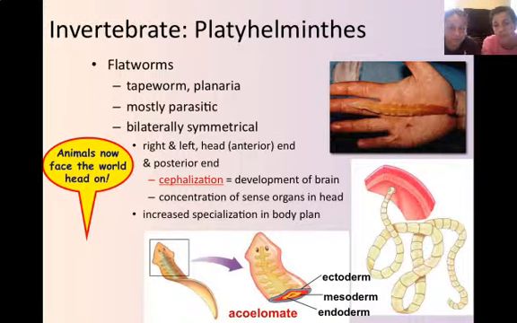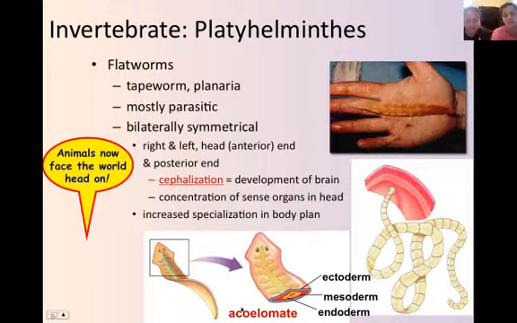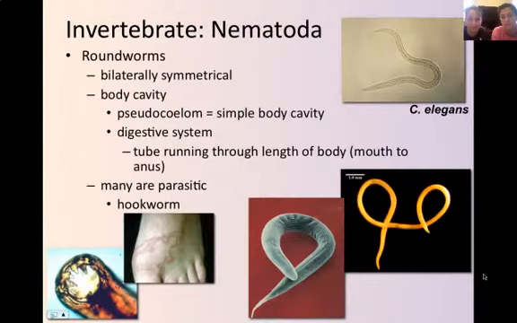They do have cephalization, and remember that's when the sensory organs are concentrated towards the head or the anterior end. They have increased specialization in their body plan. These are acoelomate. Remember, acoelomate means that there's no true body cavity. They do have the ectoderm, mesoderm, and endoderm, but not the body cavity in order to develop the internal organs.